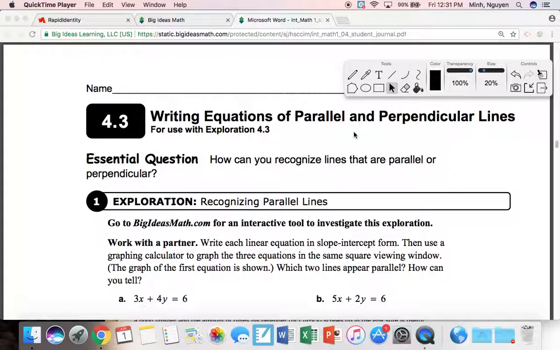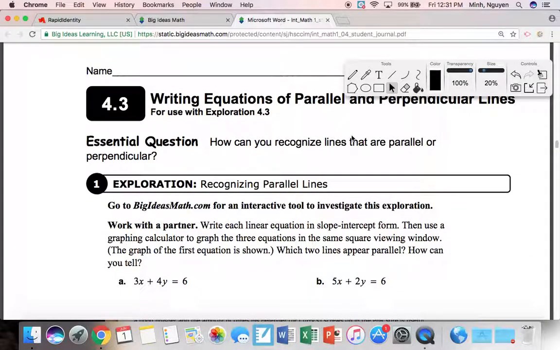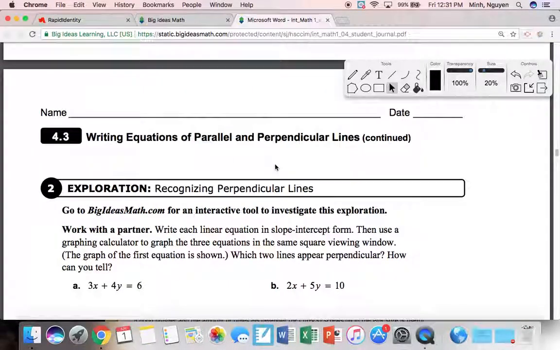On page 101 of the Student Journal, section 4.3, continuing with lines, we're going to talk about how to write equations of parallel and perpendicular lines. Before we can even do that, how can you recognize lines that are parallel or perpendicular?